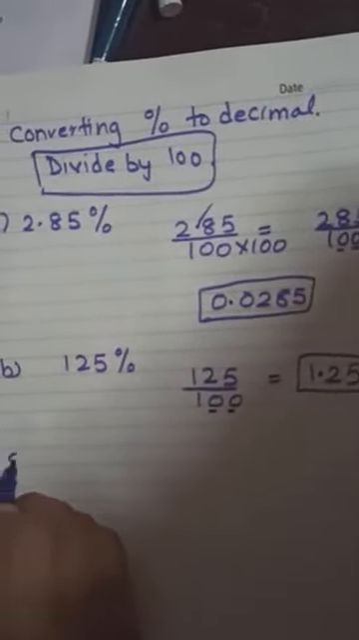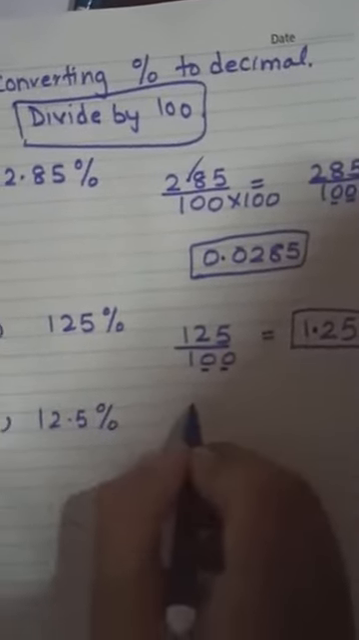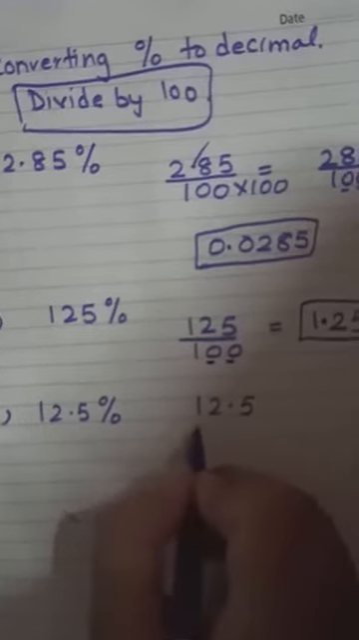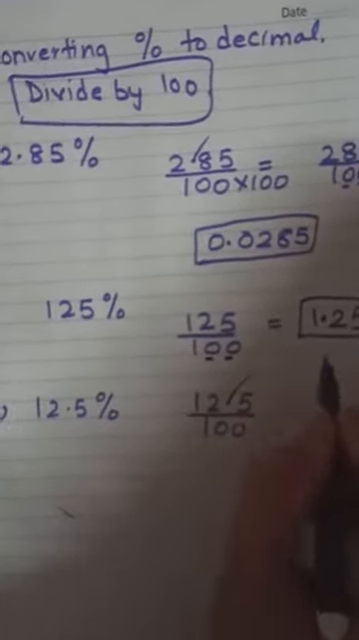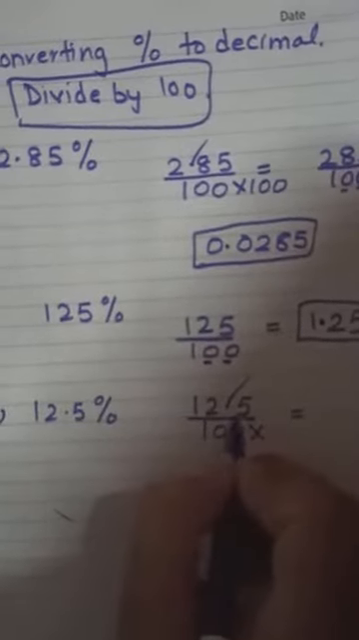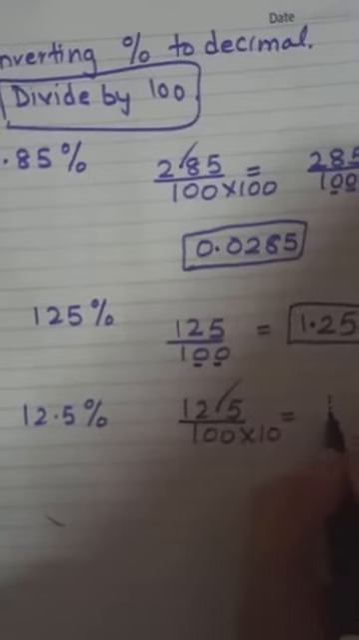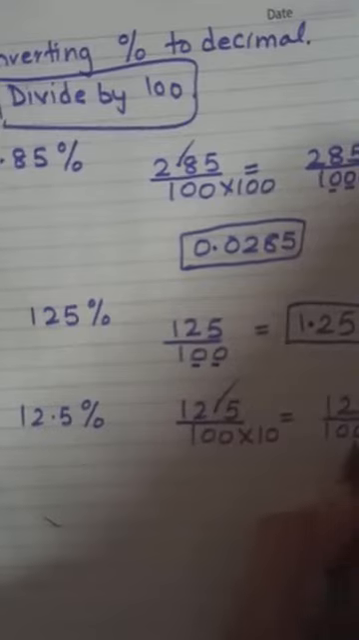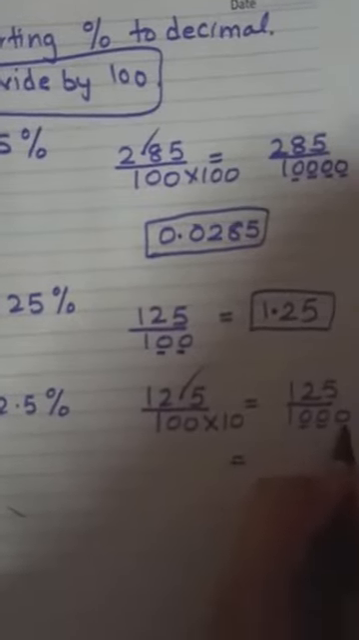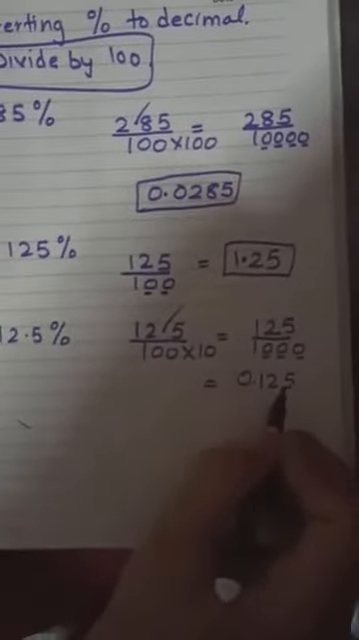Let's see one more. C part, this says 12.5%. So this will become 12.5 upon 100. And when you remove this decimal, after decimal I have got one digit. So 10 will come in the denominator. Now it has become 125 upon 1000. So 3 zeros. So 0.125.